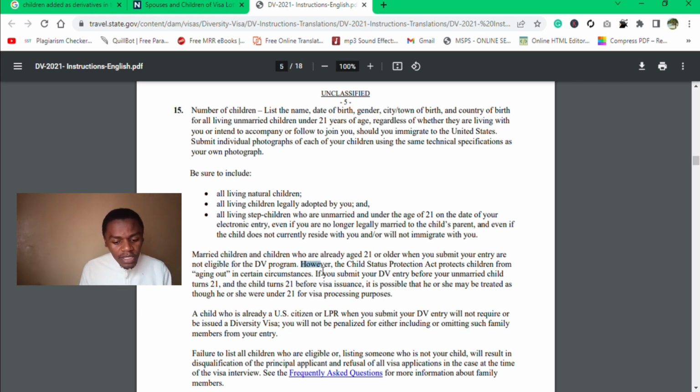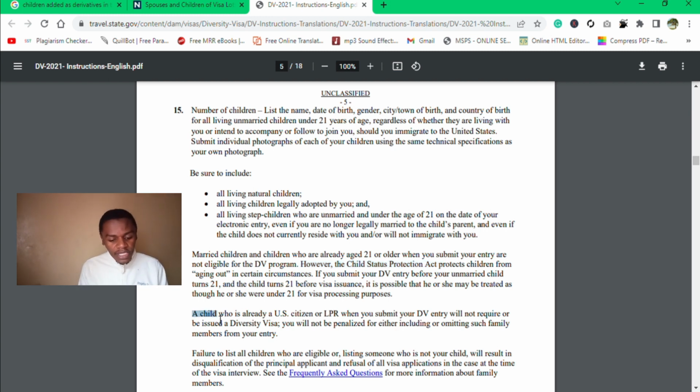And there is another important clause here, and this is the Child Status Protection Act. What does this act do? This act was put forth to protect all the children that attain the age of 21 years during the processing of the diversity visa. This means that when you were applying in the diversity visa lottery program, the child was not 21 years of age yet, but during the process, he or she turned 21. So this act will protect that child. Even if he or she is above 21 years during the processing, he or she is considered as under the age of 21 and is eligible for the visa. I hope that is clear.